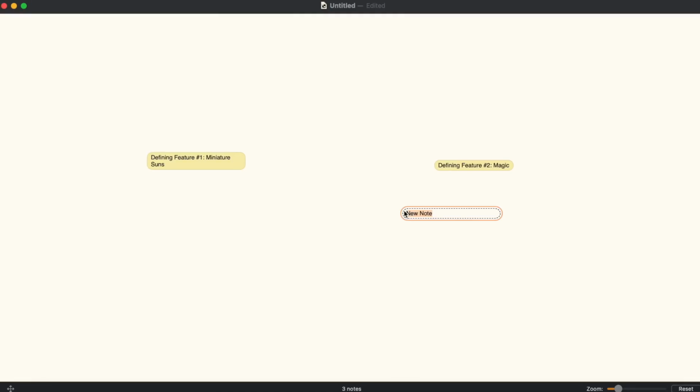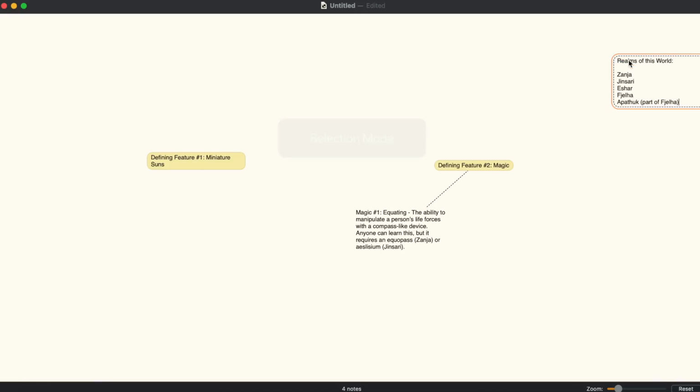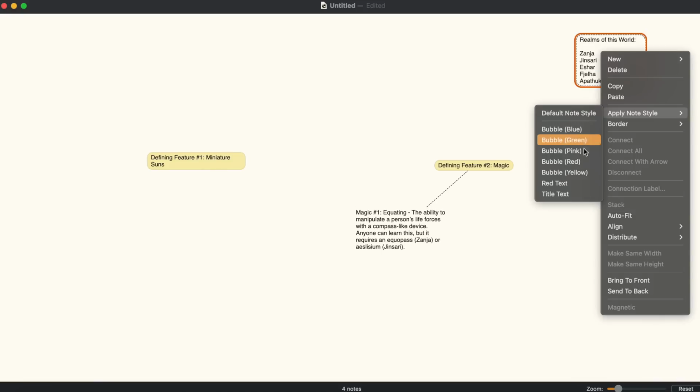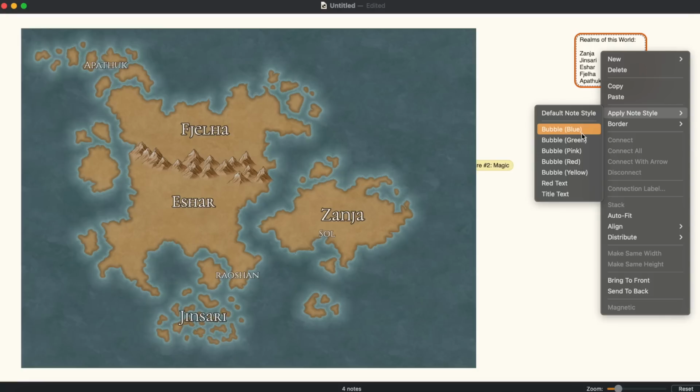So I'm going to get started by just listing my 3 types of magic. The first type of magic that I have is called equating. It's the ability to manipulate a person's life forces with a compass-like device. Anyone can learn this, but it requires an equipass, which is the name of the device in Zanja, and an Elysium, which is the name of the device in Jinsari. We have 2 places in the world. Let's just note down the realms of this world as a side note so we can keep track. I can pop up a map if you want to see what that all looks like.